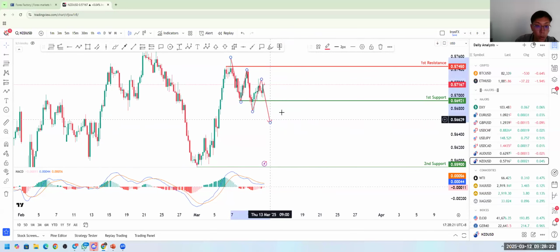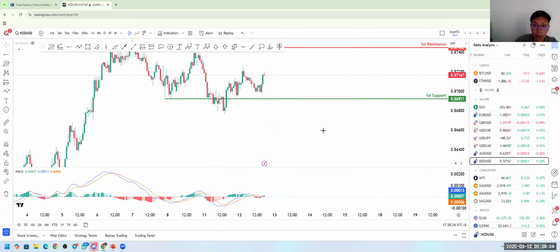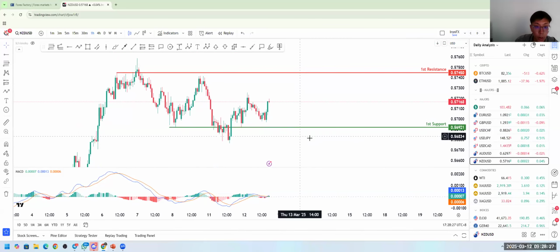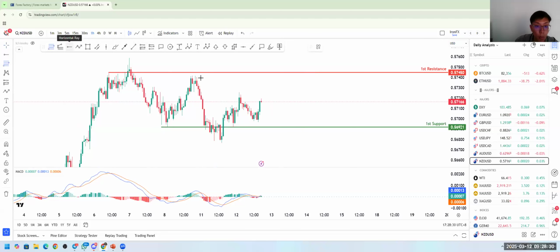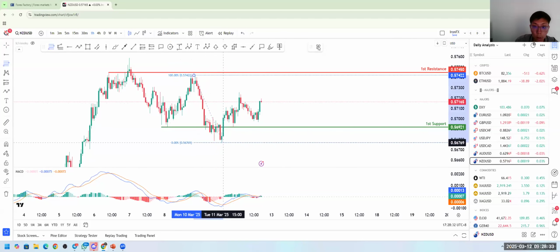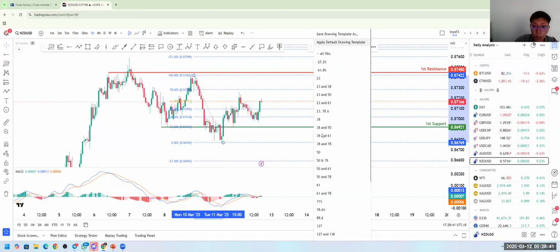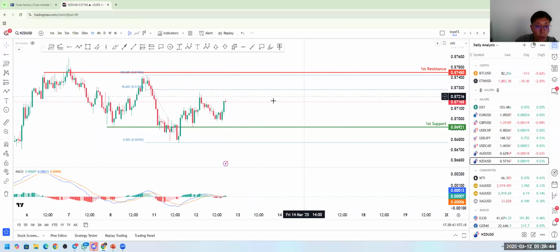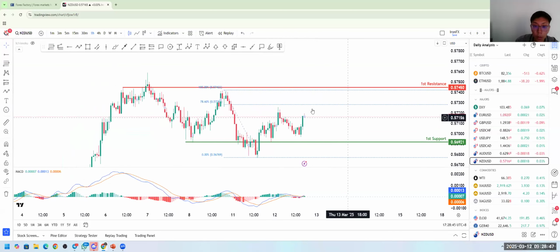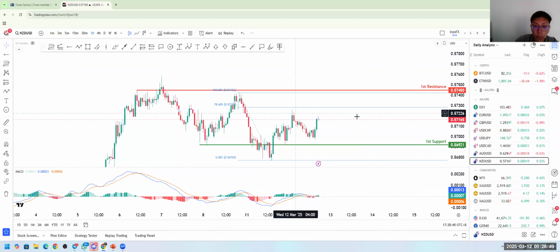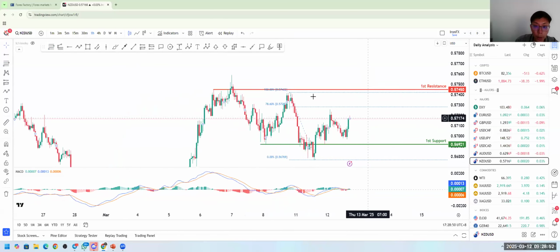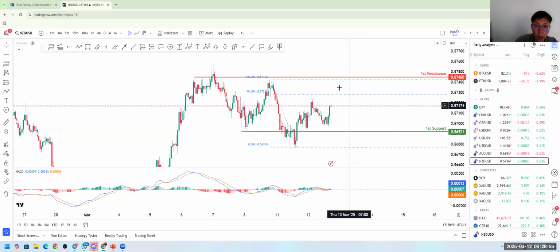Okay, so if you want to enter NZD USD, let's take a look at the H1 chart. Then what I'll do is I'll mark out my fib levels. Let me see. Yeah, I think at this level will be nice. Most probably price will come and take out this high and then enter off. We can enter off this 78.6% Fibo retracement level.